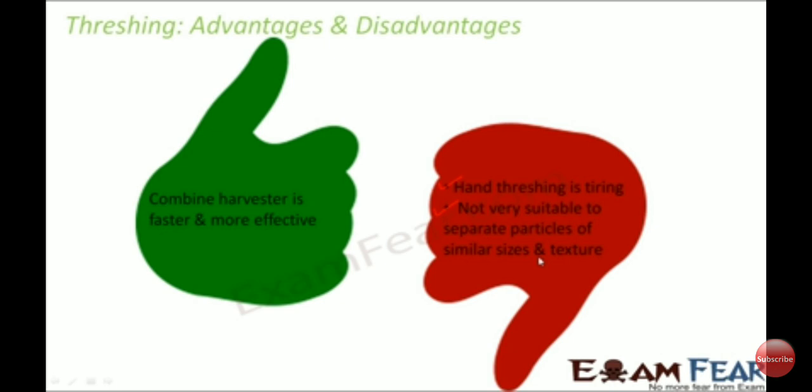But if I tell you that you have to separate two particles which look almost similar, how would you separate them? That cannot be done with threshing, because if you have, say, grains, and small husks or small stones or small leaf-like structures, even if you beat it, I do not think that will serve the purpose of separation. So threshing is suitable only for the separation of stalks and the grains, which are very much dissimilar to each other.